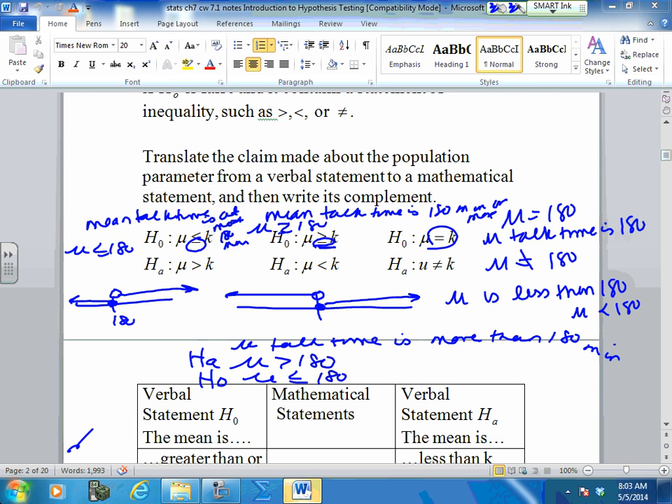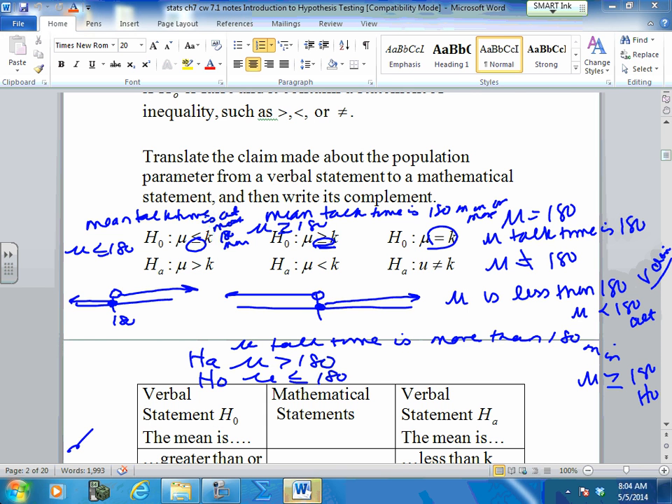Less than. Is this the null or the alternative? Good. And then what's the null? Greater than or equal to. Which one was the claim? What was their statement? The claim. This is the claim, the first guy. That's what they said it was going to be. So the claim does not have to be the null statement. Okay? The claim is whatever is being said or challenged or anything else from there.